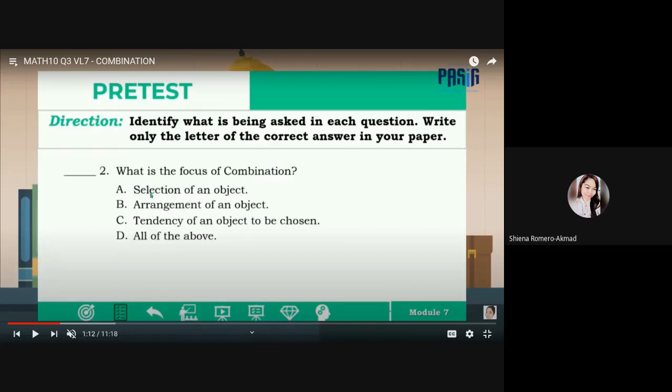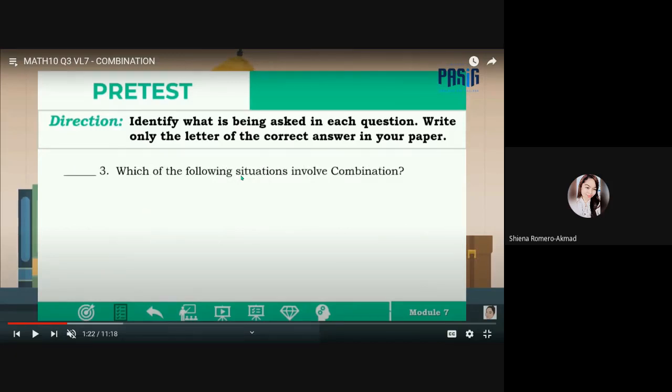Remember that when you select items, dahil ang kailangan mo lang naman is to select, all you need to do is to get the object and you don't consider the arrangement or the order. So the answer here is letter A.